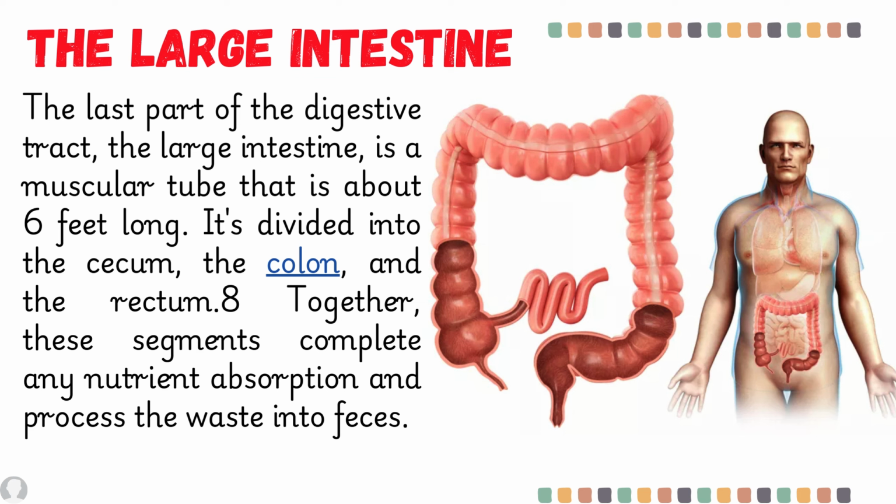The last part of the digestive system is the large intestine. It is a muscular tube that is about 6 feet long. It is divided into the cecum, the colon, and the rectum. Together, these three segments complete any nutrient absorption and process the waste into feces.